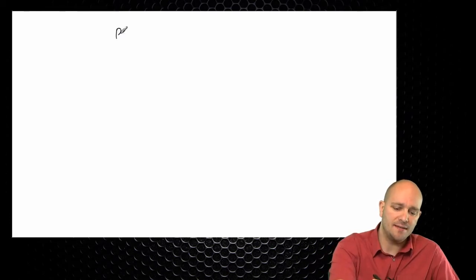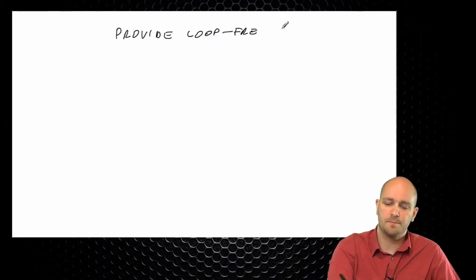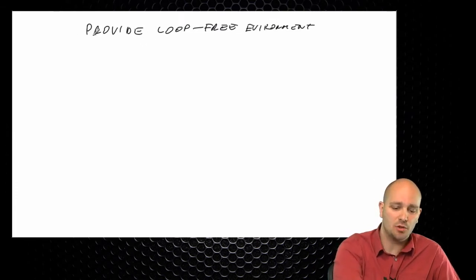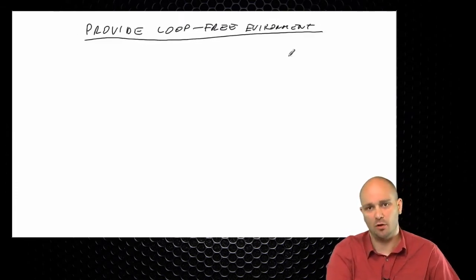The most important thing about redistribution is to provide a loop-free environment. That means that when you are done with your redistribution, you must not have any kind of loops.